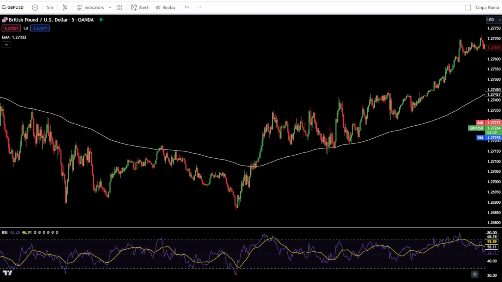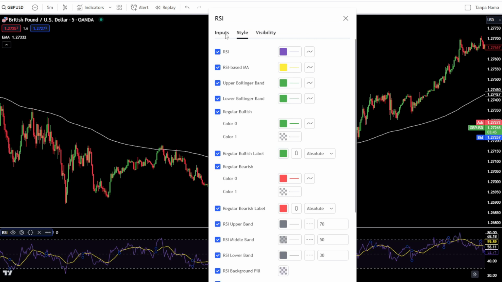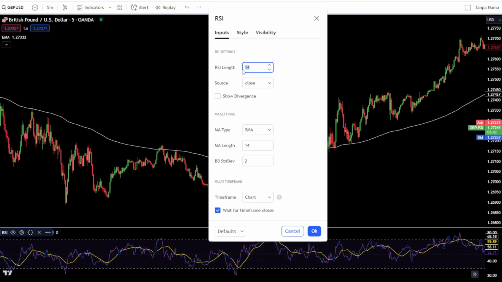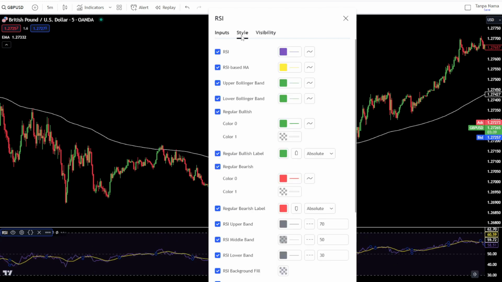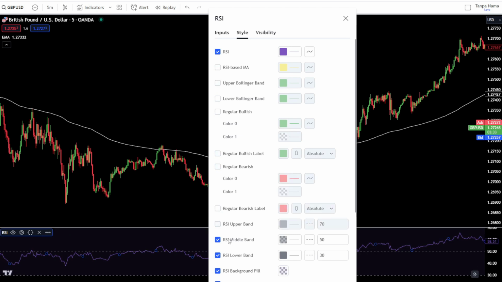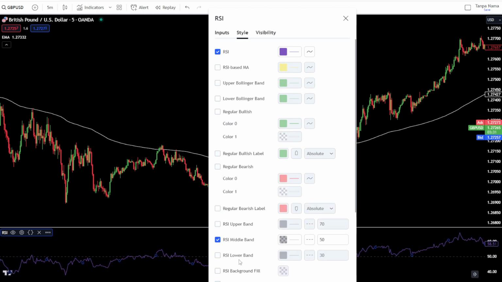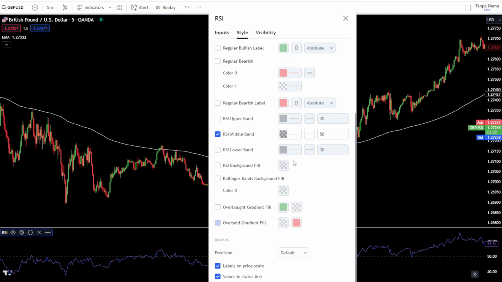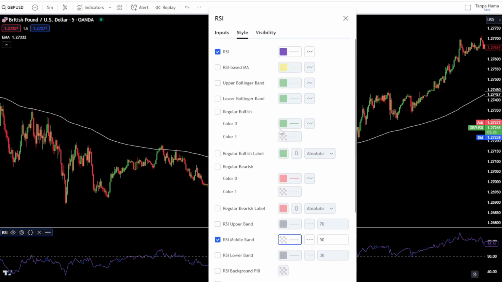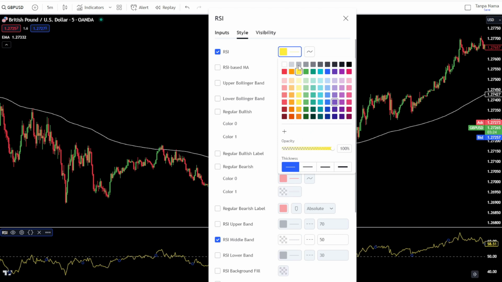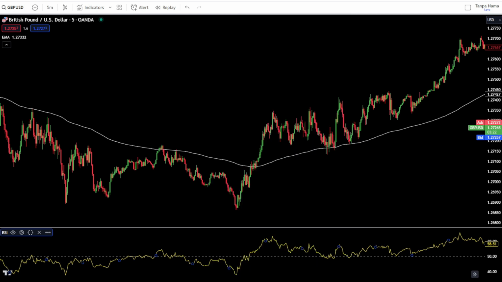After that, go into the settings for the RSI or Relative Strength Index indicator. In the Input tab, change the RSI length to 50. Then, go to the Style tab. Remove all markers except for the RSI and RSI middle band. Click OK. Now, the indicator is ready for you to use.